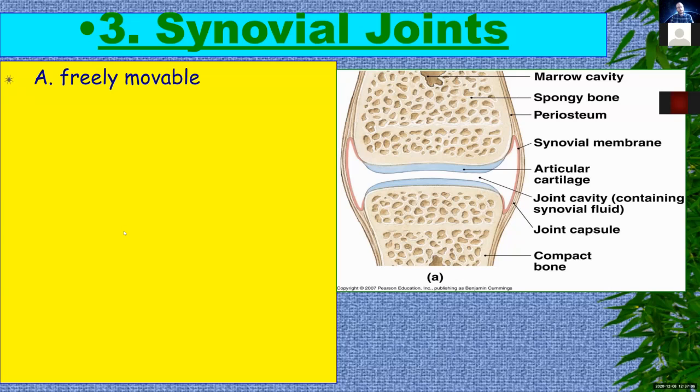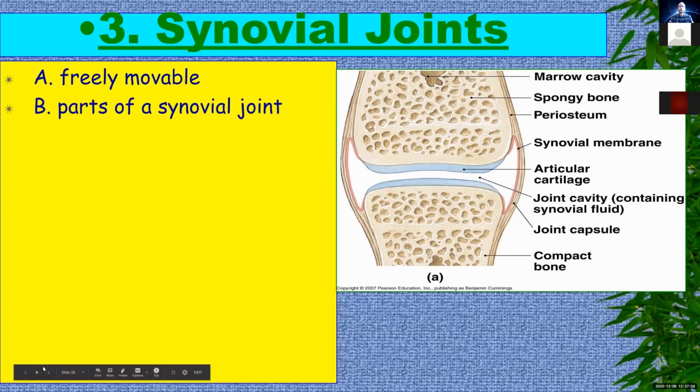Same thing with your leg and your knee. Same thing with your wrists, your fingers, your hips, your ankles. These are all synovial joints, and they're made of a very complex system of articulation. So let's talk about the parts of the synovial joint.